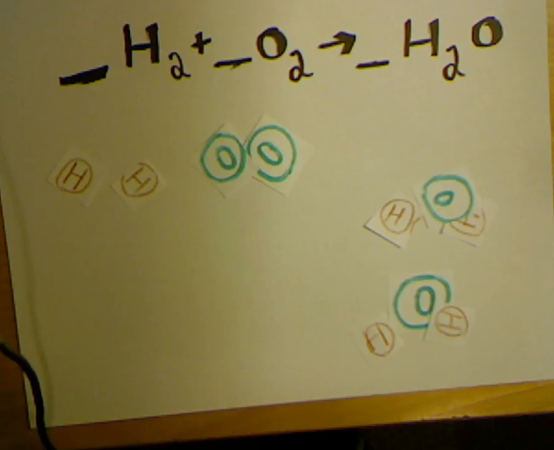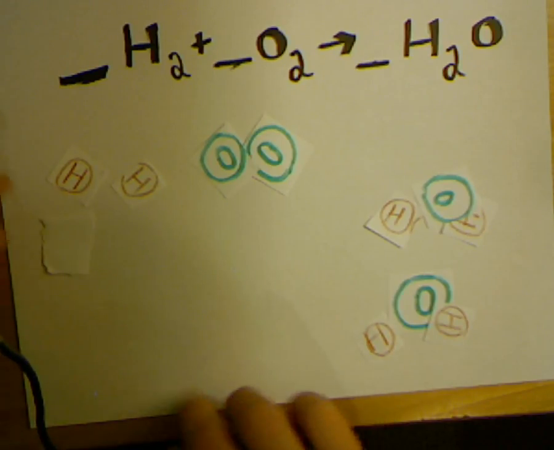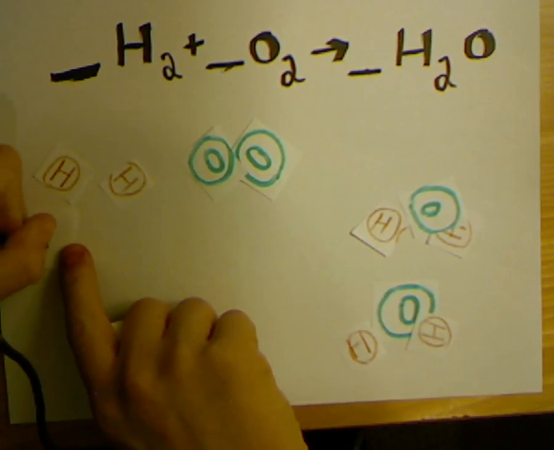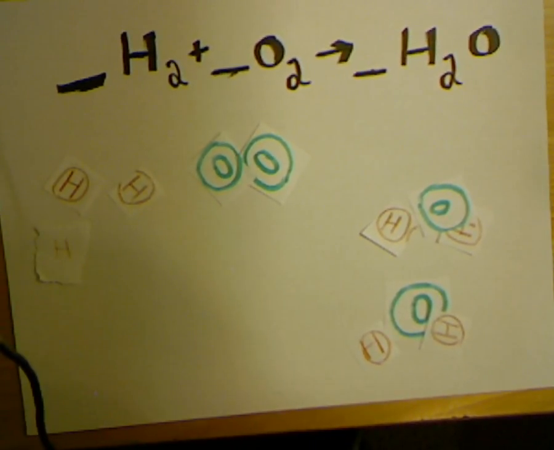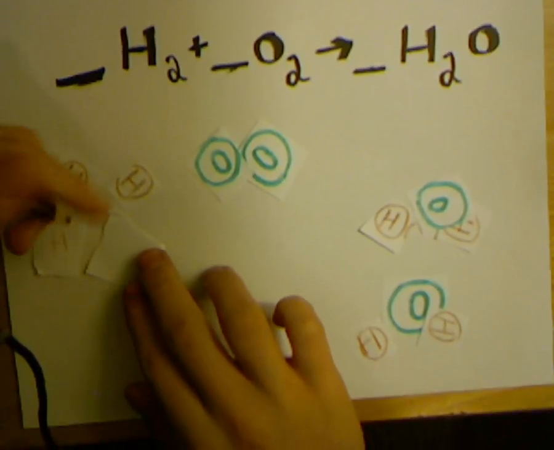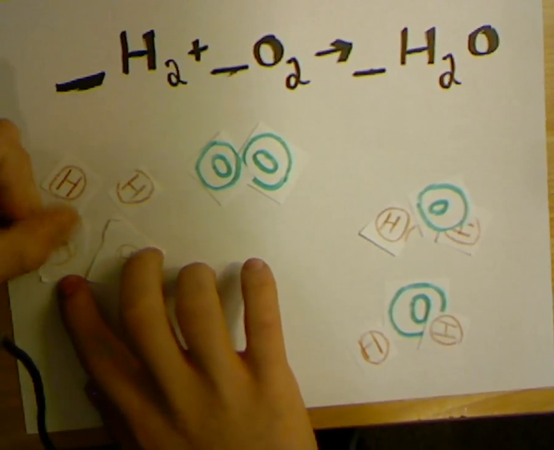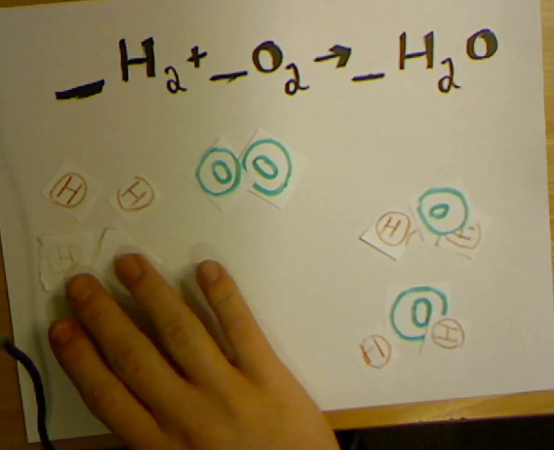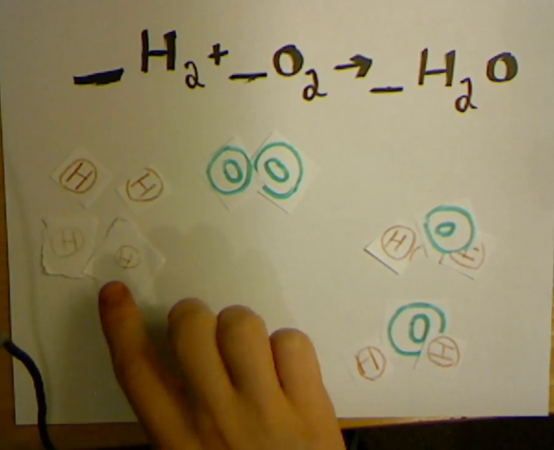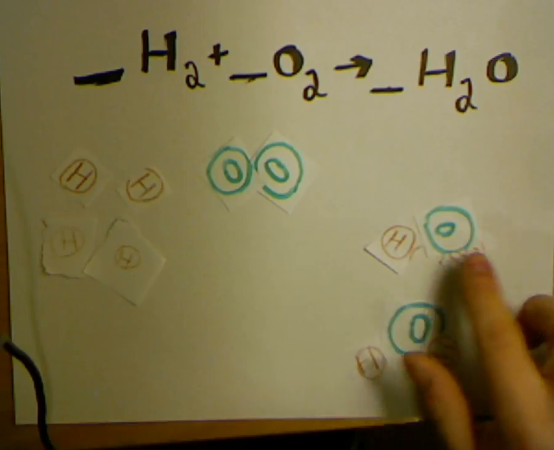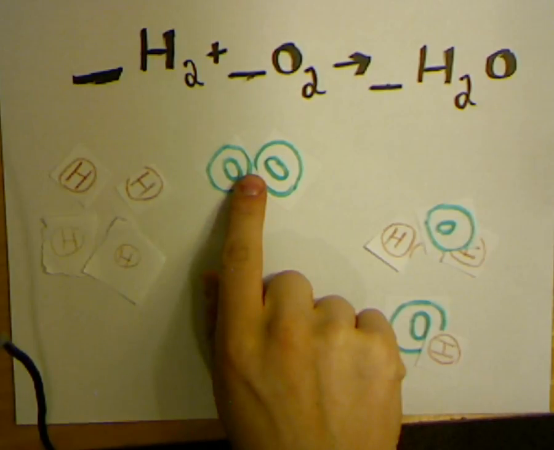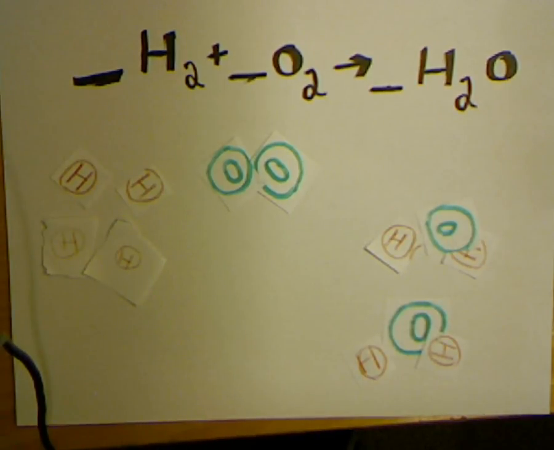Okay, and so now we have another hydrogen over here and 1 more hydrogen. So in total, you can see that we have 4 hydrogens over here and 4 hydrogens over here. We also have 2 oxygens and 2 oxygens.